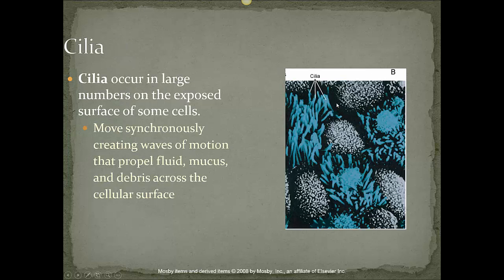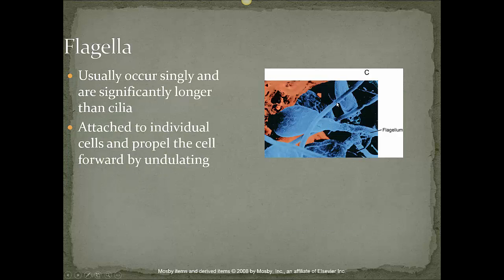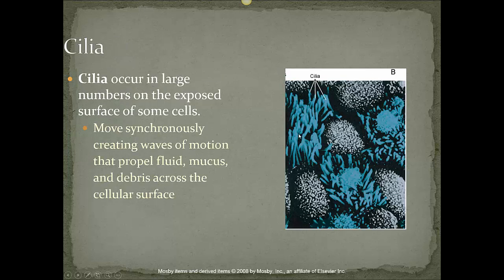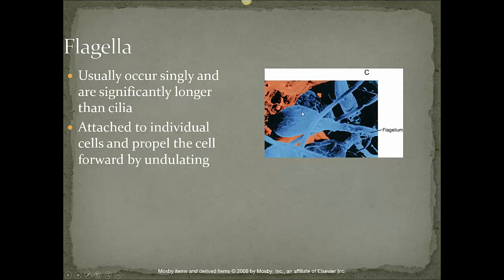So cilia, there's multiple, there's hundreds of these, but flagella, there's only one. When we look at cilia, cilia is to move things like mucus or something along like a conveyor belt. Flagella are here to strictly move the cell. They're to transport the cell from one location to another.